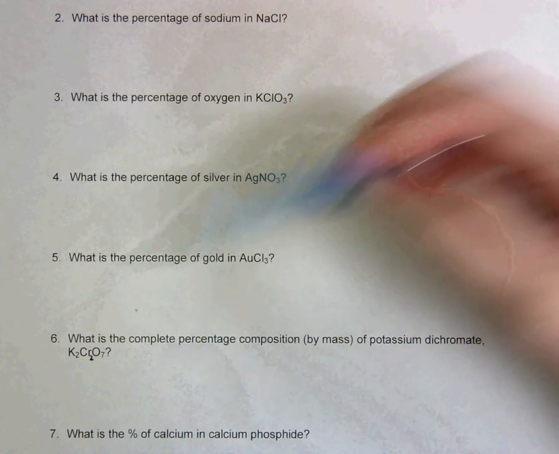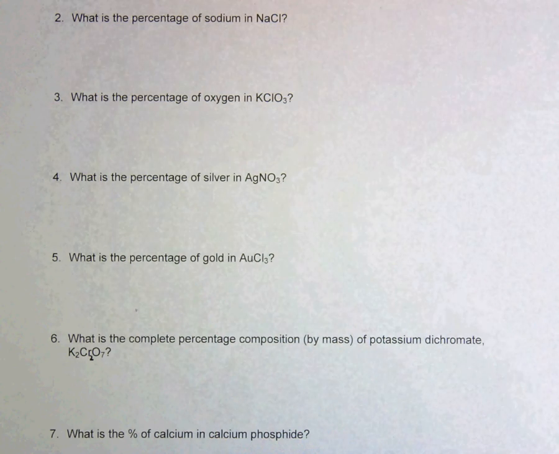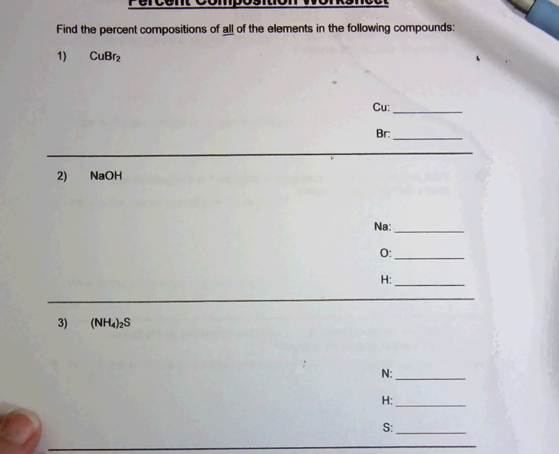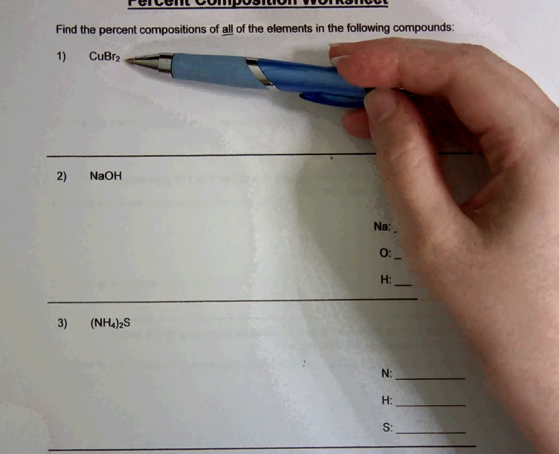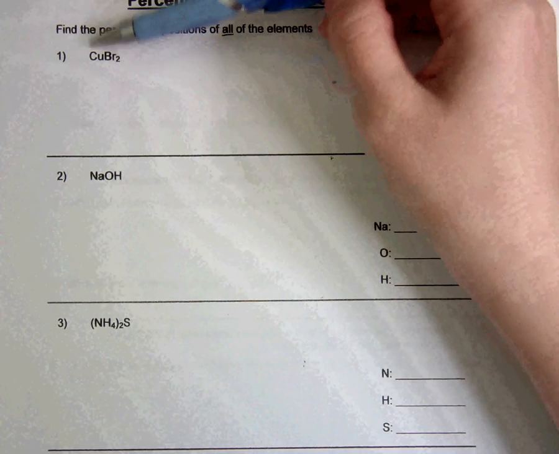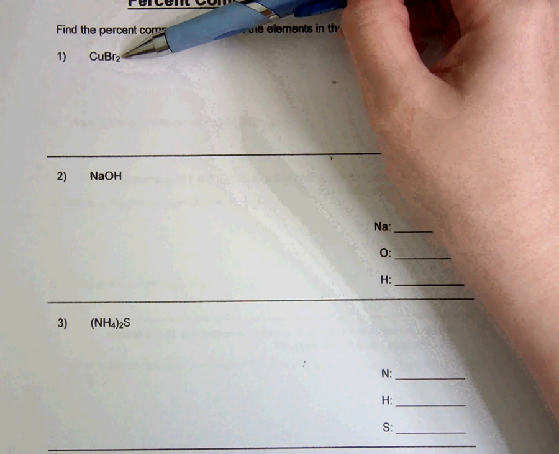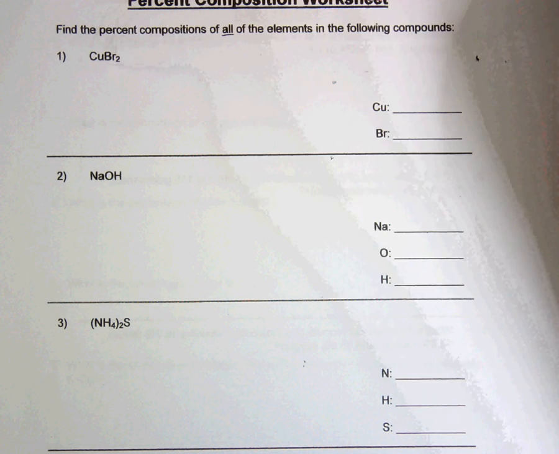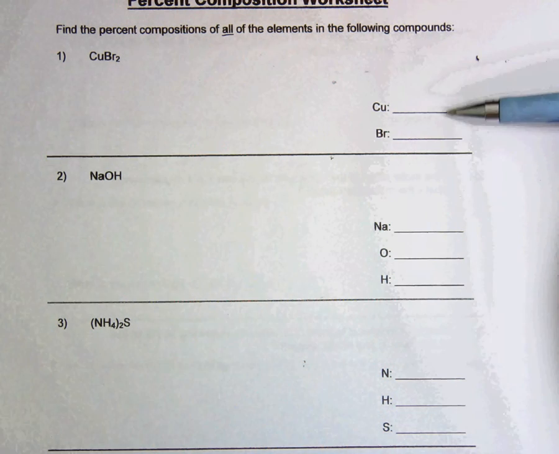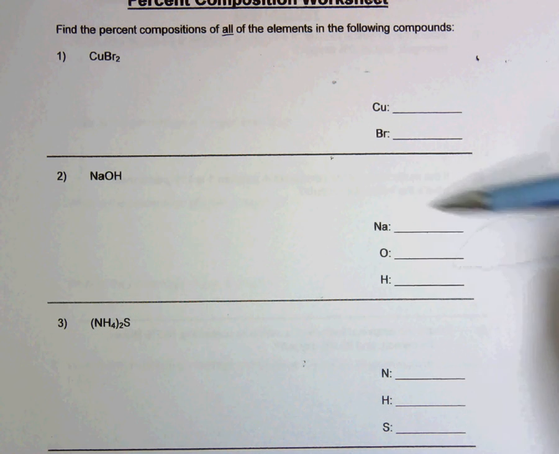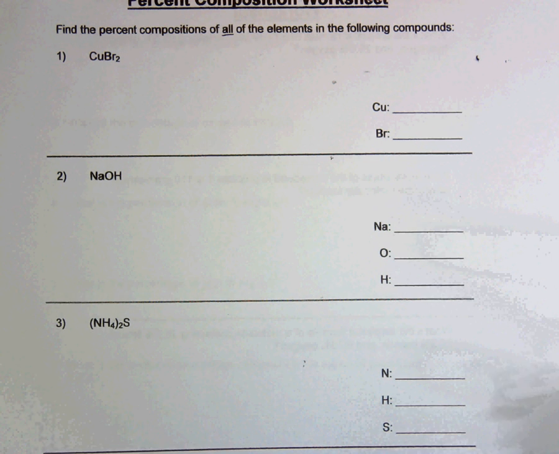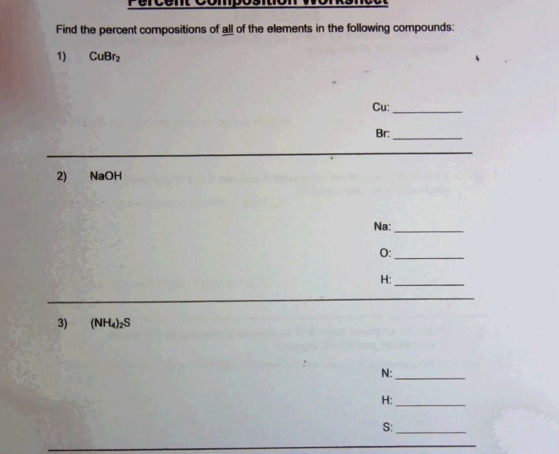Okay? So then the next page in your packet is more practice of the same thing. You're finding the percent composition of each element in the compound. So here it'll be your Cu divided by the total mass of CuBr2 and your mass of 2 Brs divided by the total mass of CuBr2. And again, on all of these, your percents should add up to 100 if you've done it right. If you do still have any questions, please come ask.